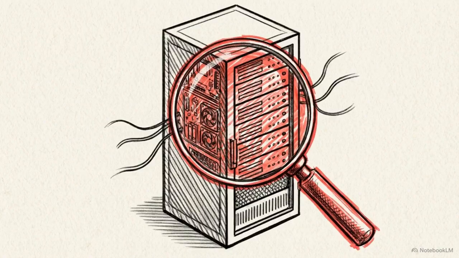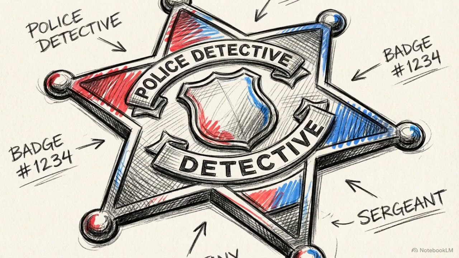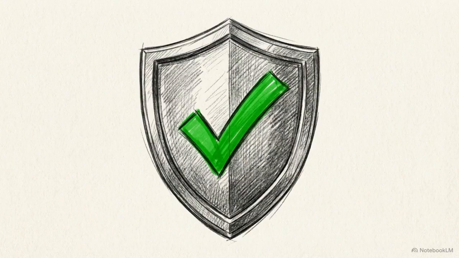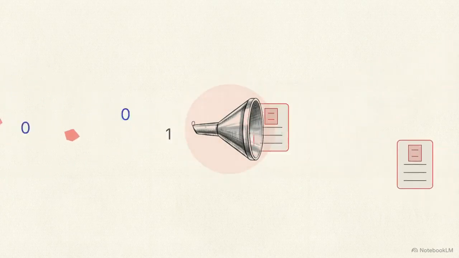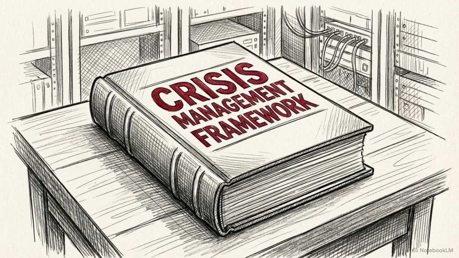A breach of this scale immediately triggers up to 5 distinct types of investigations: internal administrative reviews, criminal probes by law enforcement, civil lawsuits from affected parties, regulatory audits, and industry-standard compliance checks. The security function exists to translate technical facts into business risk and legal liability. It provides the essential framework for managing a crisis after technical defenses fail.